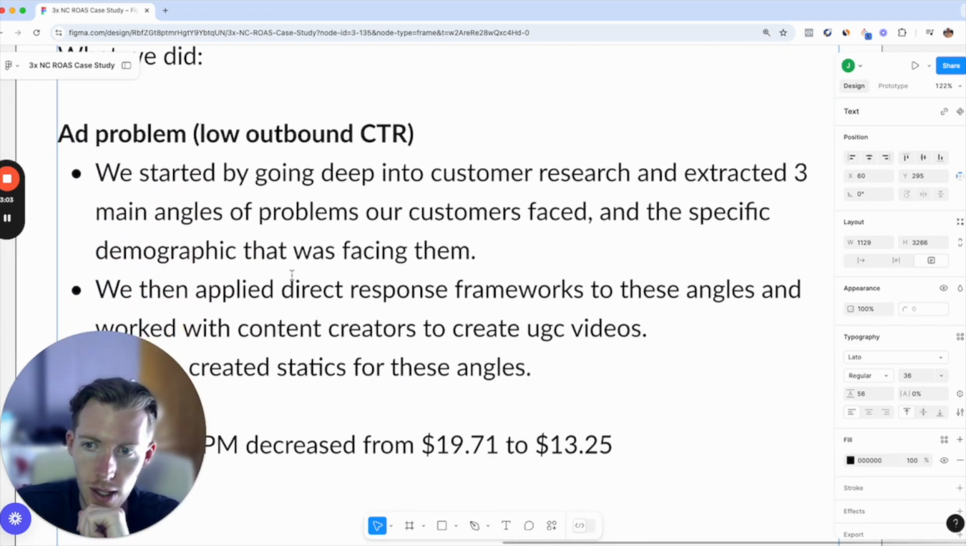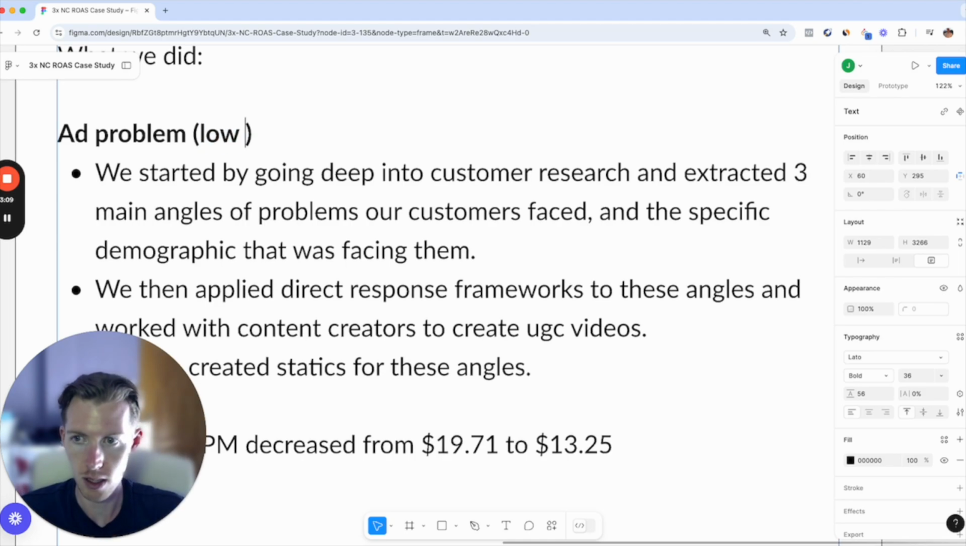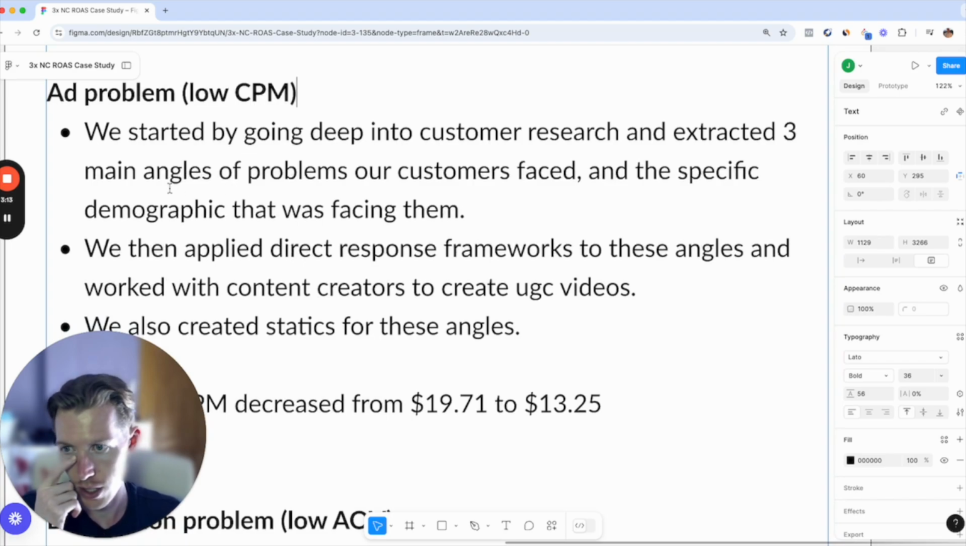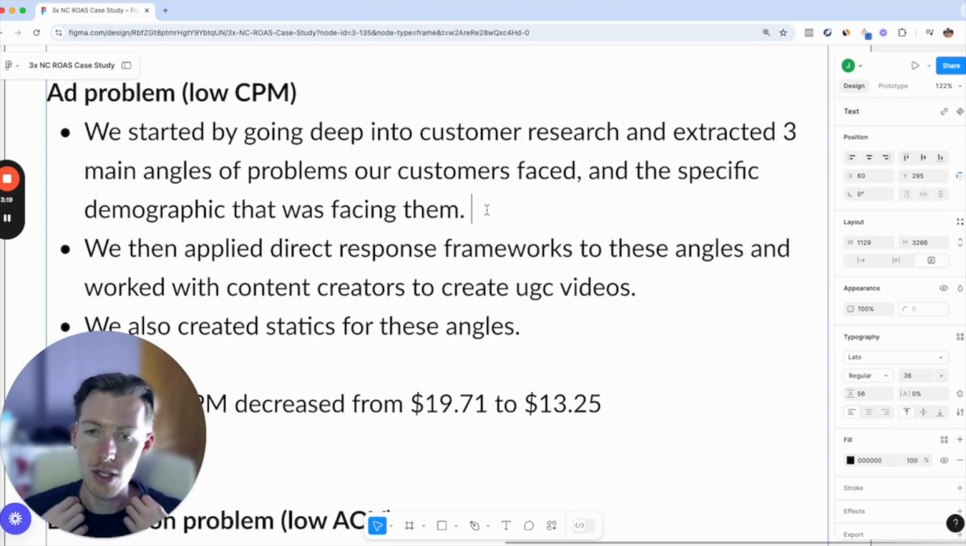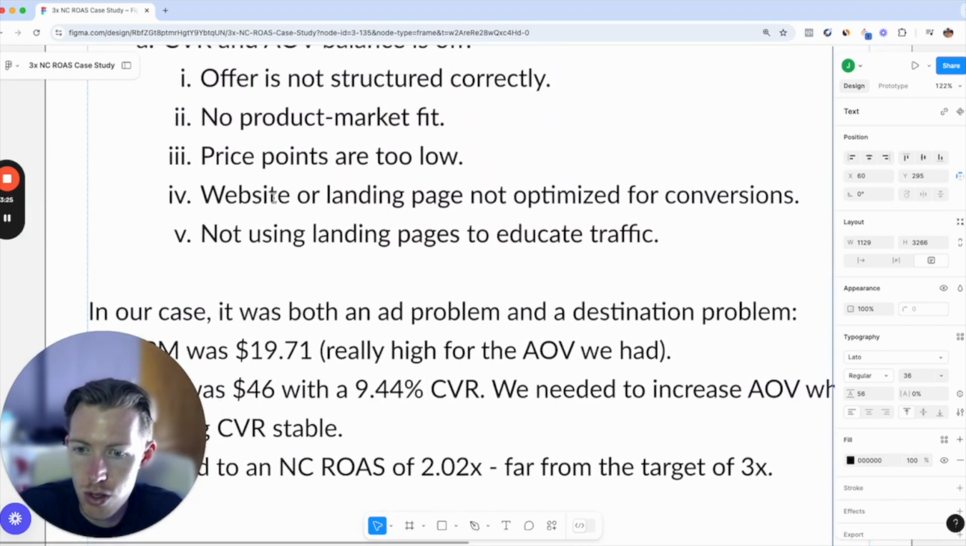So what we did on the ad problem side, just improving the low outbound CTR and high CPM, we started by going deep into customer research and extracted three main angles of problems our customers faced and the specific demographic that was facing them. The research is so important because, like I mentioned, we have this mismatch.